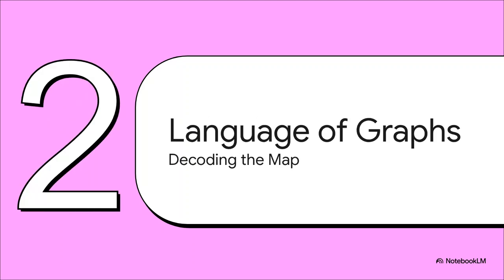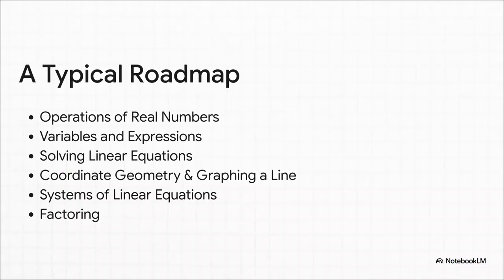When you're learning any new language, you have to get the vocabulary and the grammar down. In math, one of the most powerful visual tools we have is the graph. Seriously, you should think of it like a map for a function. It shows you exactly where you're going and what's happening. And here's a perfect example of one of those maps. This isn't just some generic list. It's a real syllabus from an elementary algebra course. It's the roadmap for the semester.